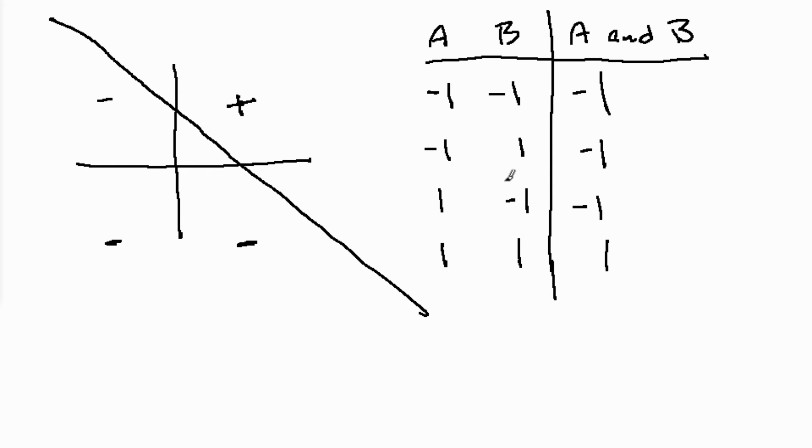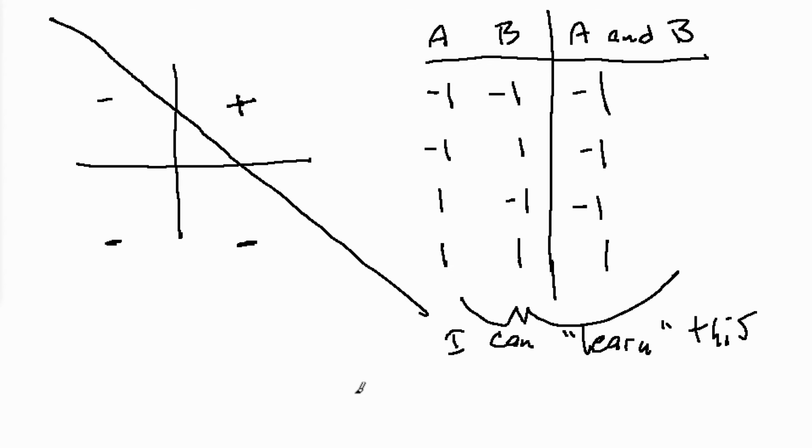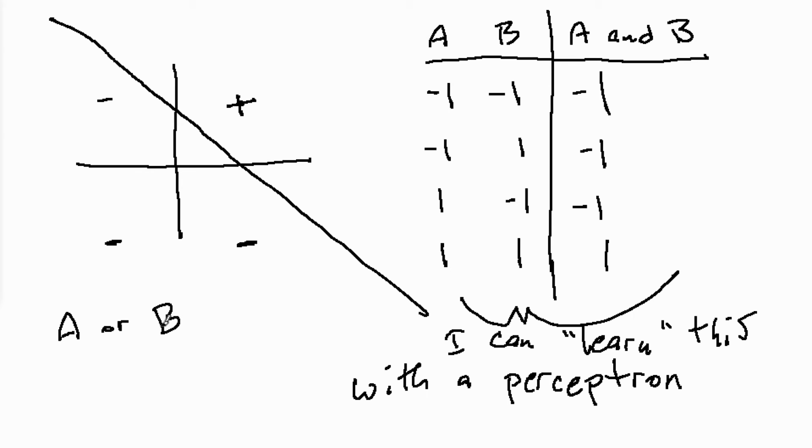Well, what does that mean? It means that I can learn this, and I'll put this in quotes, I can learn this with a perceptron. I know we haven't talked about the learning algorithm yet, and we will get to that shortly, not in this video. But I want you to appreciate that what this means is that this is learnable. Now, I think you would also verify, I leave it to you, that A or B is also learnable.